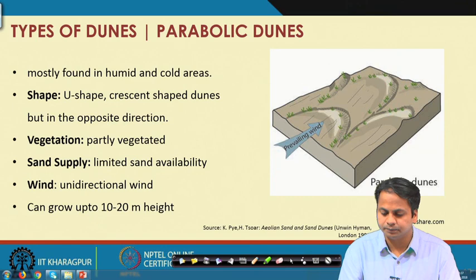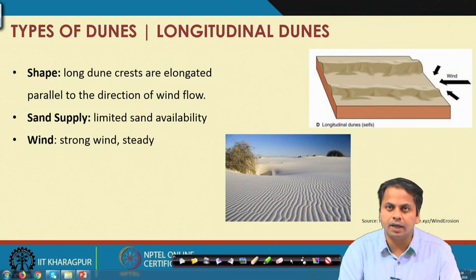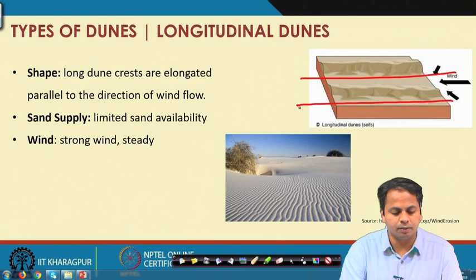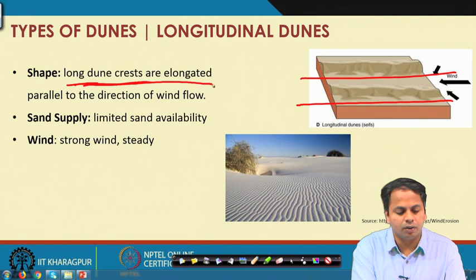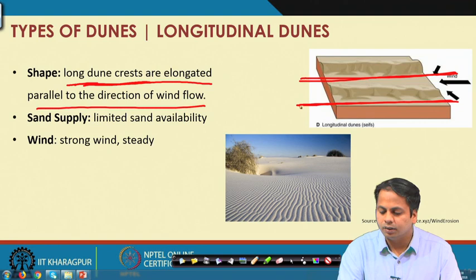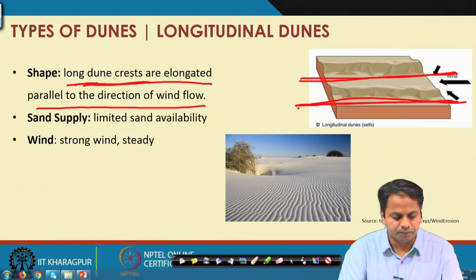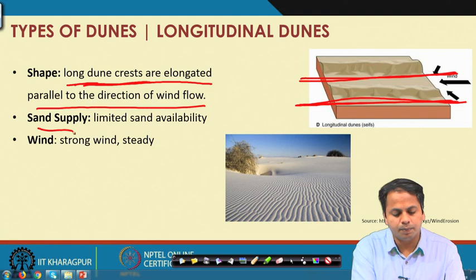The next is the longitudinal dunes. As its name suggests, the wind is passing parallel to the crests. So these crests are parallel to the wind direction. Winds are flowing along the length, parallel to these ridges. The crests of these long dunes are elongated parallel to the direction of wind flow. Okay. So these are parallel to the dunes. Okay. Sand supply is limited here, and winds are mostly strong and steady.